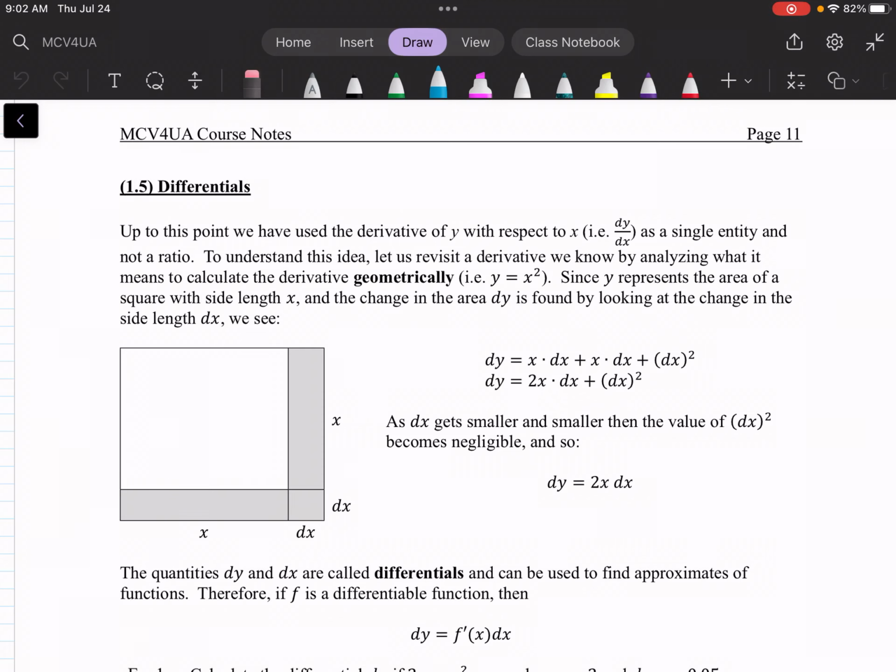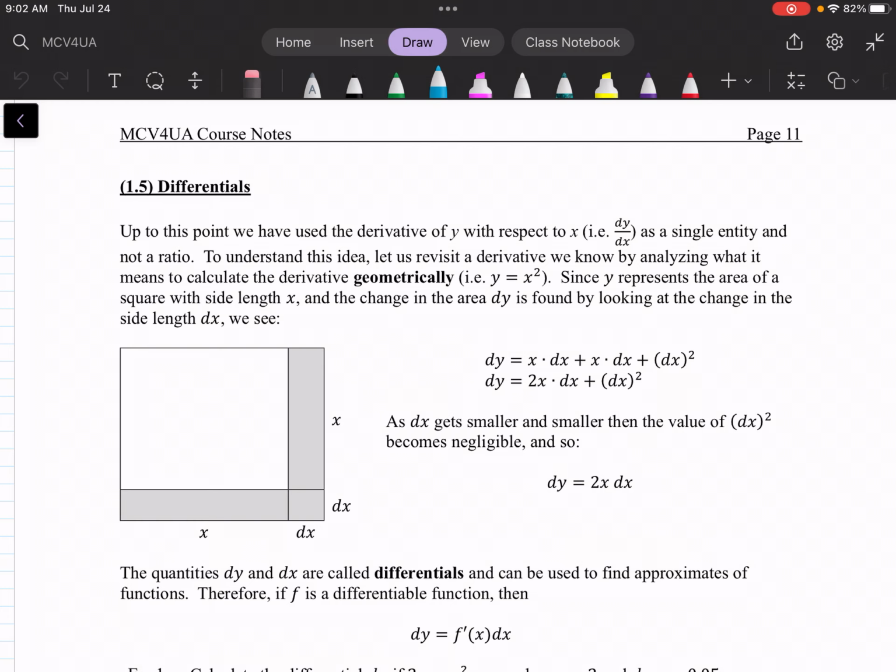Hello and welcome to lesson 1.5, differentials. Up to this point we've been looking at a derivative of y with respect to x, for example dy over dx, as a single entity and not a ratio. What we're going to see is that these are two actual items. It is actually a ratio, and you can separate the two items.